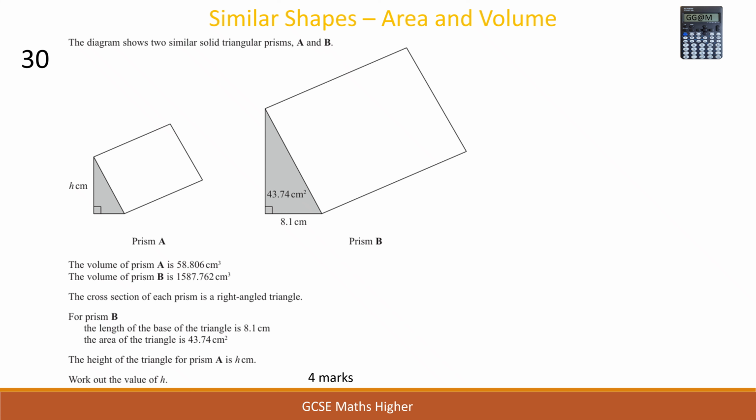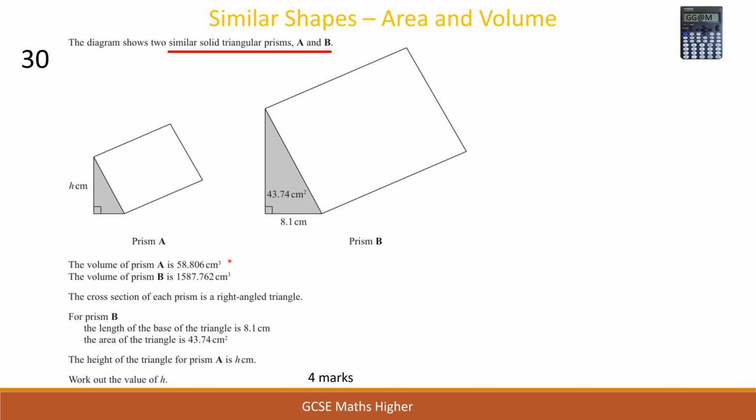So here's a question on similar shapes looking at area and volume. So press pause, have a read through the information, then press play when you're ready to hear the answer. Fantastic. So hopefully you've managed to have a go at working out this answer. So you're told you've got two similar shapes. So you've got the smaller one and the larger one. That means one is a multiple of the other one.